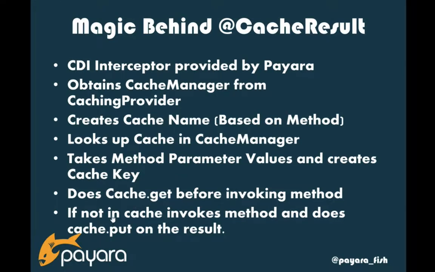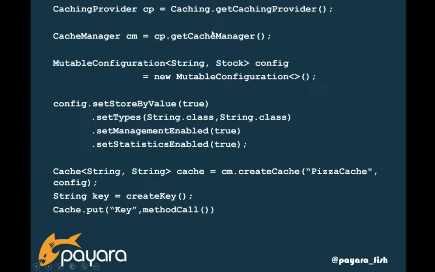And if it's not in the cache, it does invoke your method, takes the return value, and then puts that object in the cache for you. So essentially, if we put all that into rough JSR 107 or JCache standard API calls, it essentially does all this set of calls, with slightly a bit more logic, but for you.